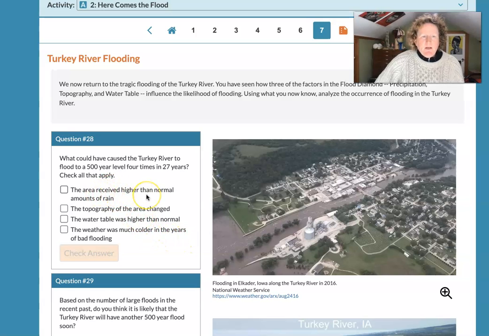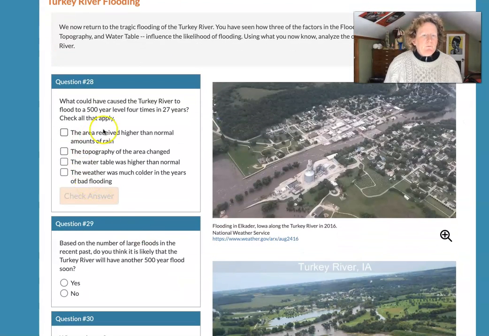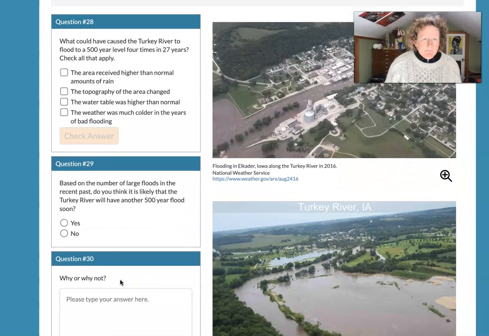The area received a higher than normal amount of rain. The topography in the area changed. Did they put in some hills? Did they take out a mountain? The water table was higher than normal. That can happen if there's a large snowmelt. The weather was much colder in the years of bad flooding. You can check the ones you think are correct and check your answer with that box.